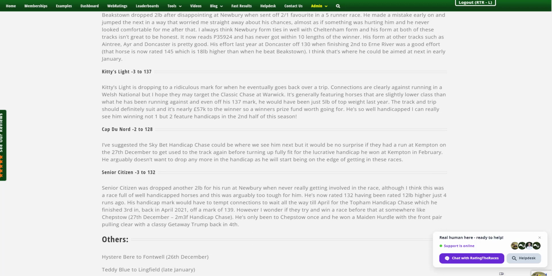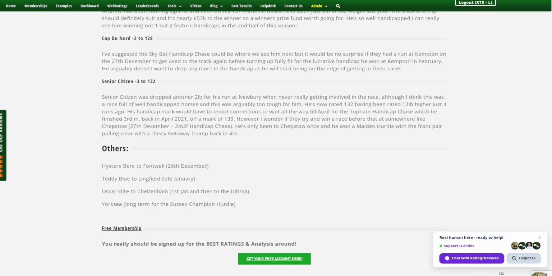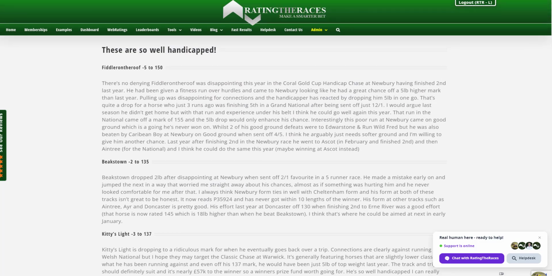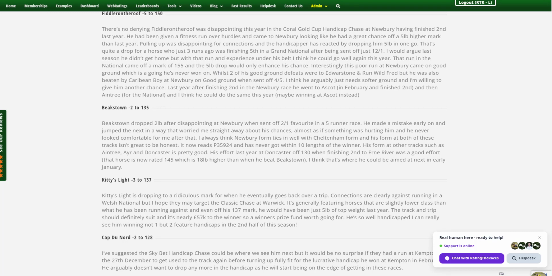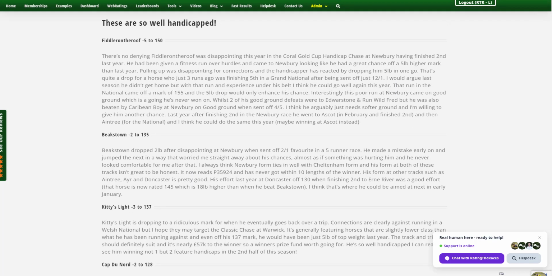I also highlighted Captain Orr, who won the race yesterday, having finished second in the Skybet Handicap Chase. I highlighted Senior Citizen, who won next time out at 12-1. History Bear's been a bit disappointing. Teddy Blue finished third in the Betfair Hurdle. Yorksea finished fourth in the Betfair Hurdle. And Oscar Elite actually won a grade two yesterday. So this thread has worked out quite nicely as well, this blog post. So there are reasons to read my blog posts.